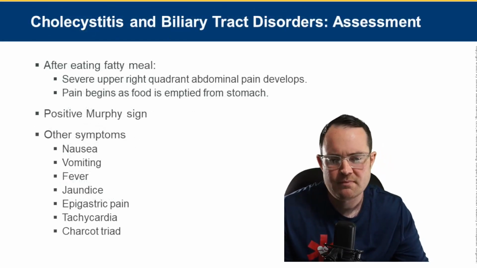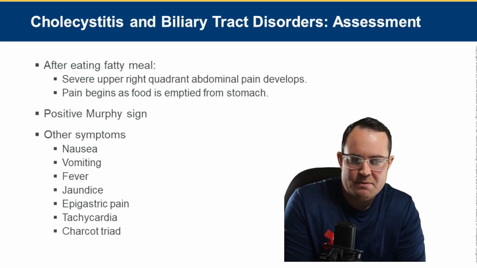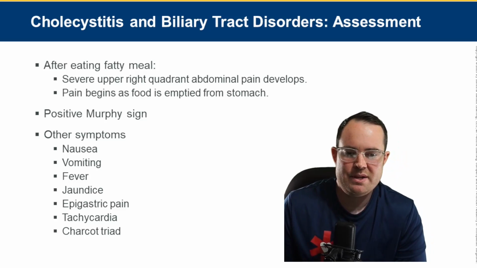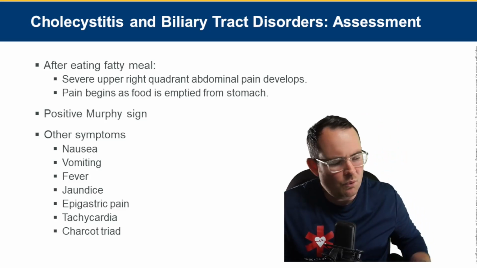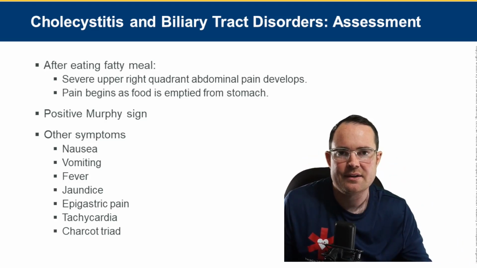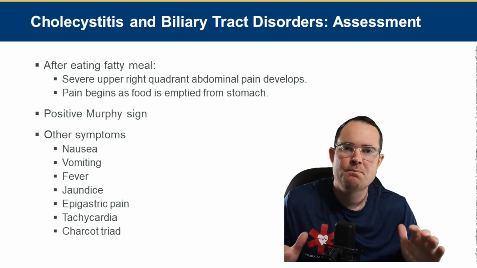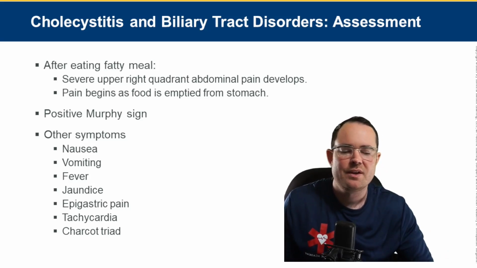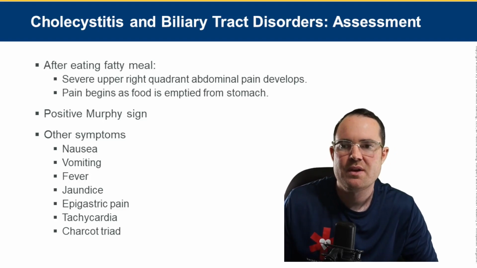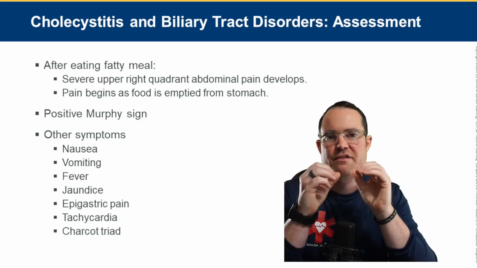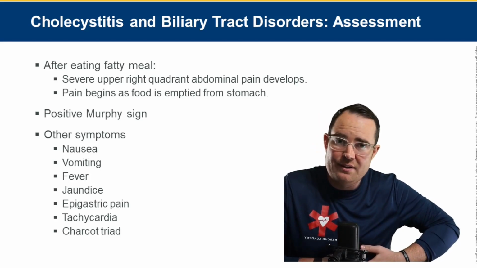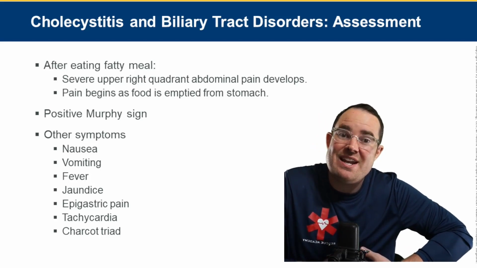It says after eating a fatty meal, the patient can have severe upper right quadrant abdominal pain that develops. Pain begins as food is emptied from the stomach. One thing on this slide I want you to pay attention to is the Murphy sign. Again, the medical portion of the national exam can throw out a lot of terms and practices, one of them being the Murphy sign. What the Murphy sign is: you take the tips of your fingers and place them underneath the right rib area, and you apply pressure as the patient inhales.